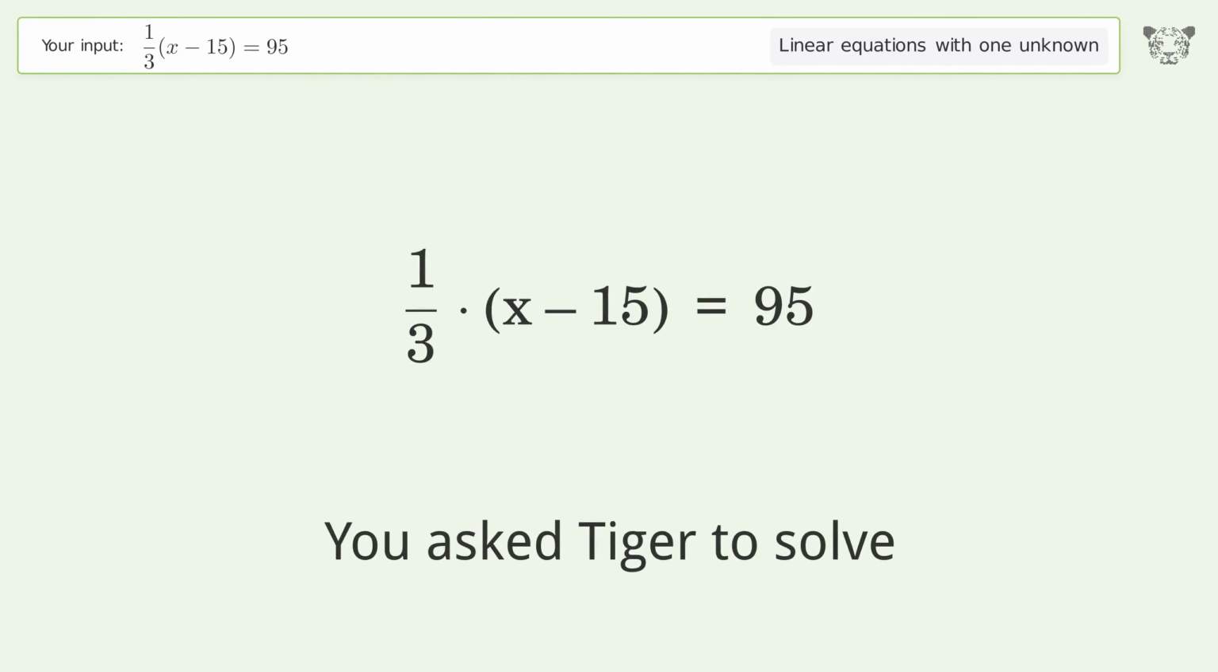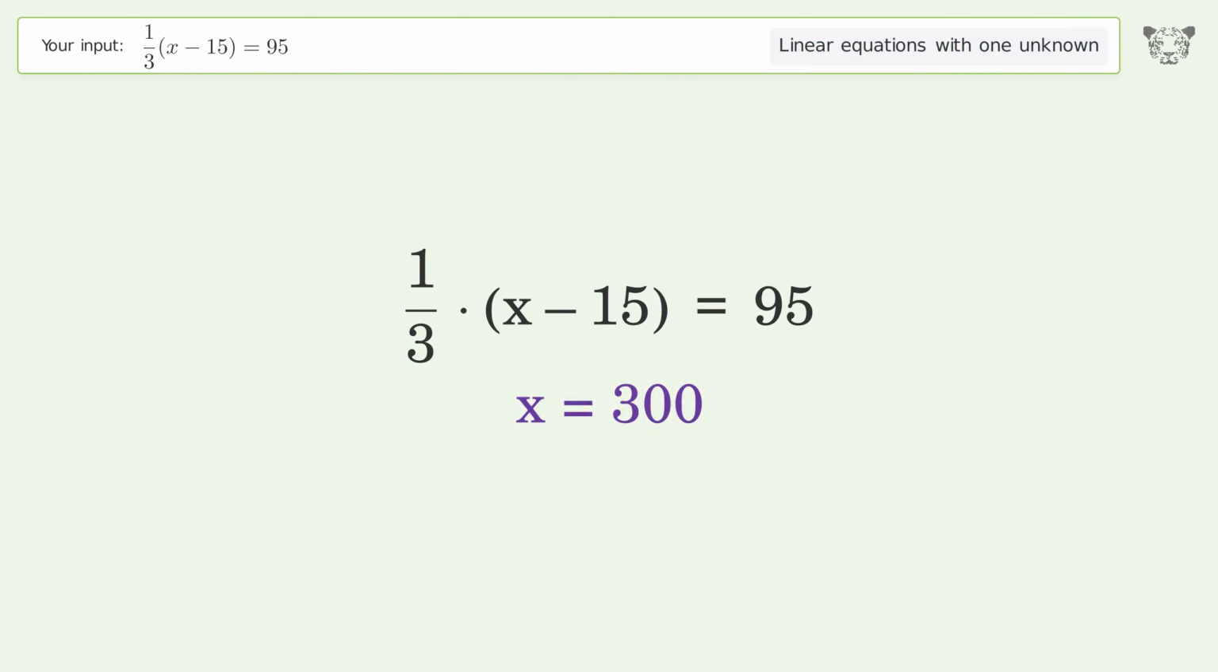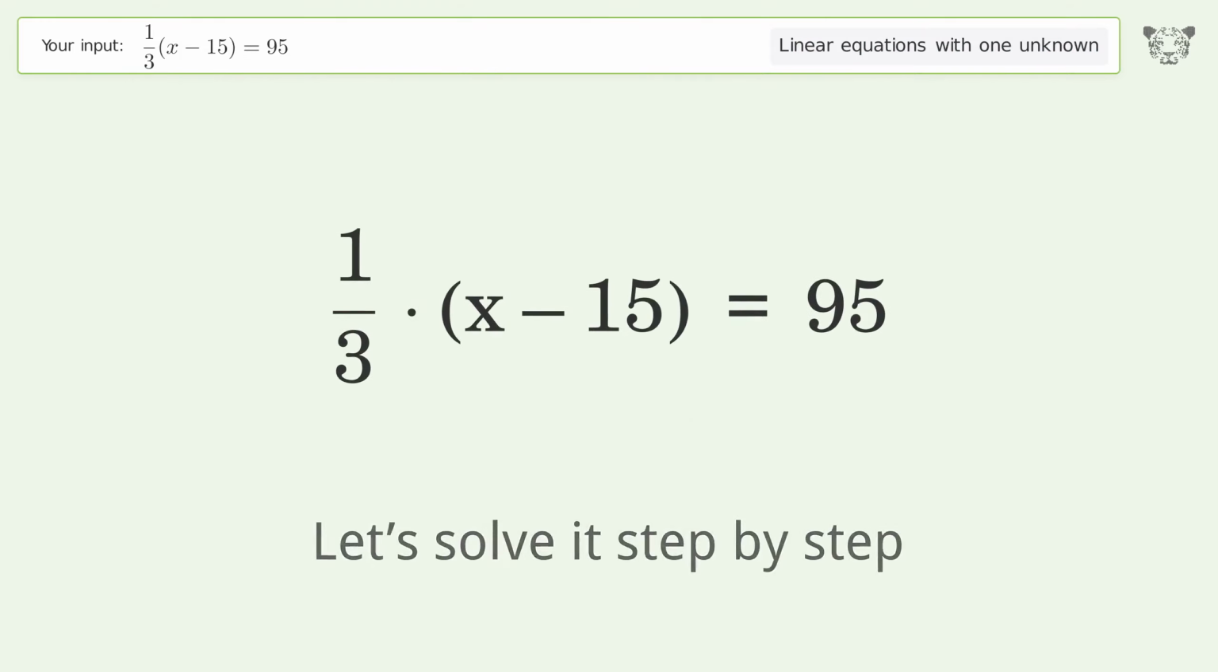You ask Tiger to solve. This deals with linear equations with one unknown. The final result is x equals 300. Let's solve it step by step.